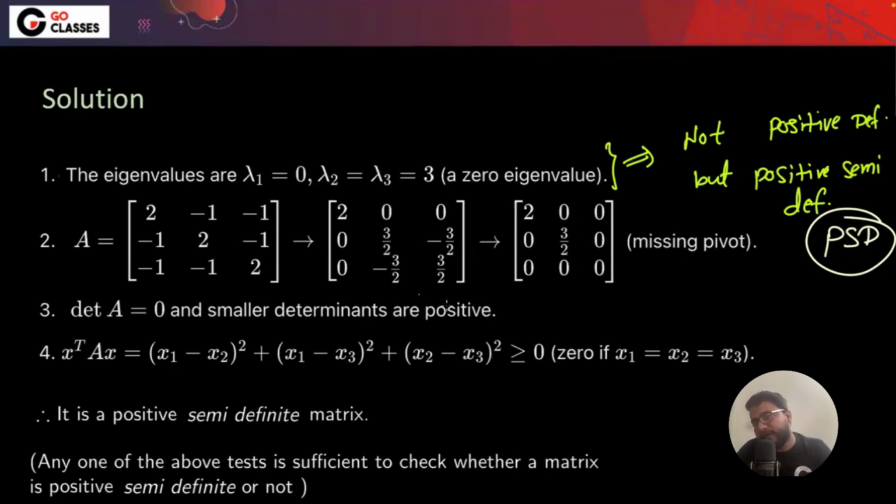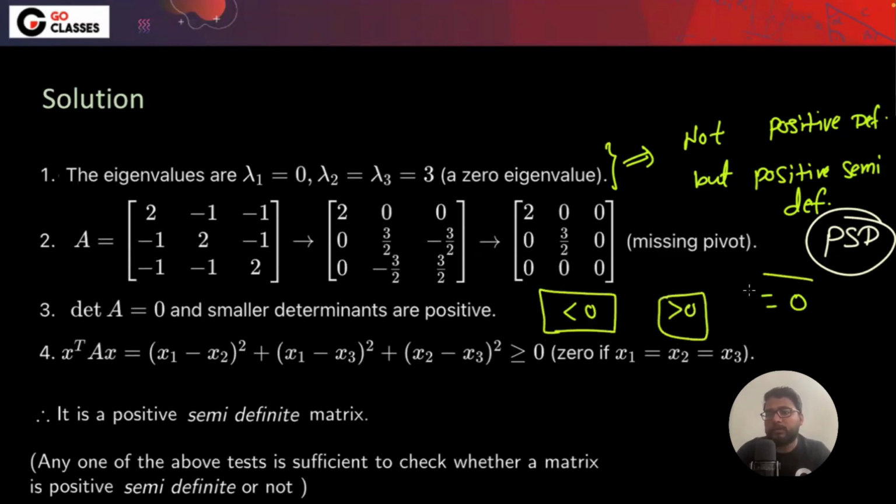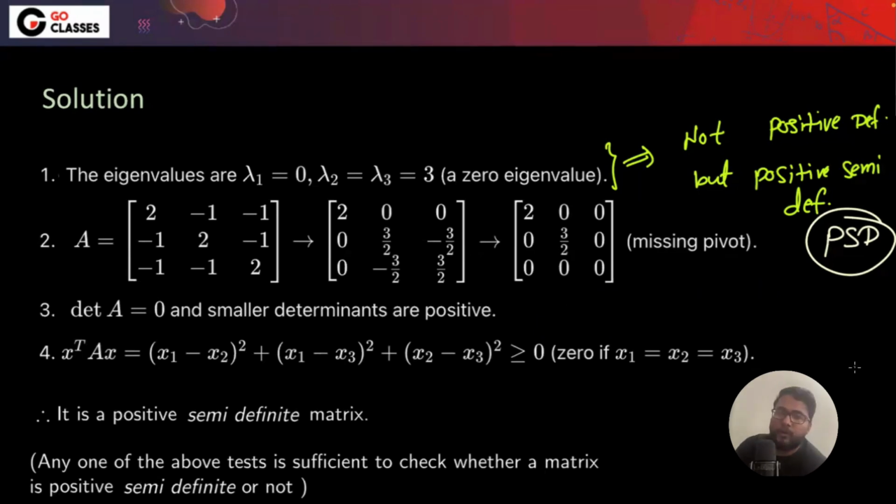Okay, let's suppose one of the determinants is negative, one is positive, and one is 0. Then can you say anything? No, we cannot say. This is neither PD nor PSD. If one determinant is less than 0, one is greater than 0, and one is equal to 0, something like this, then it is neither PD nor PSD. So obviously a matrix need not be PD or PSD. It may be neither of them.